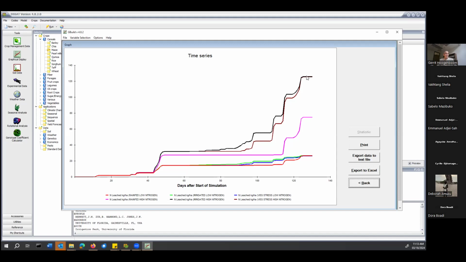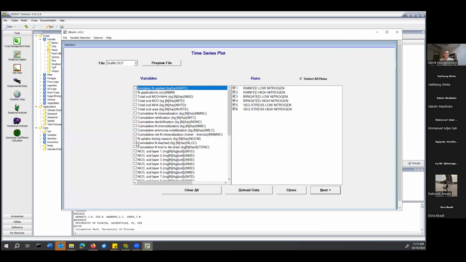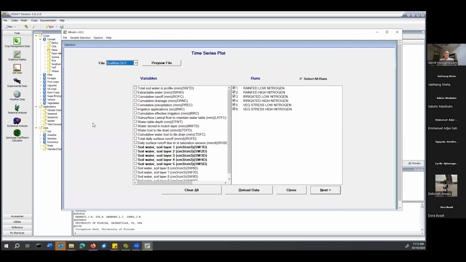So again, if policymakers are worried about pollution of the environment, these could be fairly important outputs of the model. Or we can look at how much water is being used. So switch from soil nitrogen to soil water, and we can look at cumulative effective irrigation that was applied. So select cumulative effective irrigation. I look at the 6 treatments.